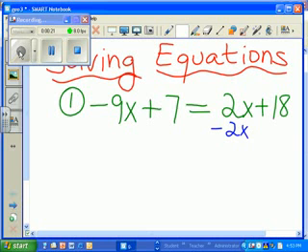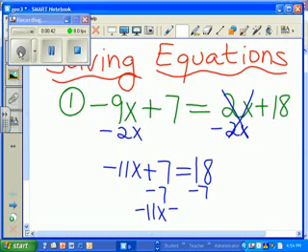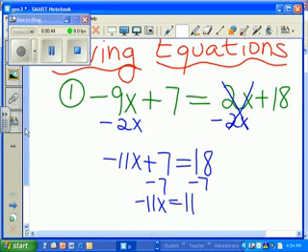So we'll subtract 2x. And remember, an equation is a balanced teeter-totter. We have to do the same thing to one side of the equal sign that we do to the other. So that gives us negative 11x plus 7 equals, and this plus 2x minus 2x canceled, so it equals 18. Now we'll subtract 7 from each side, so negative 11x equals 11.